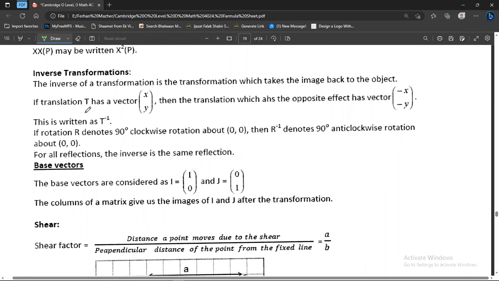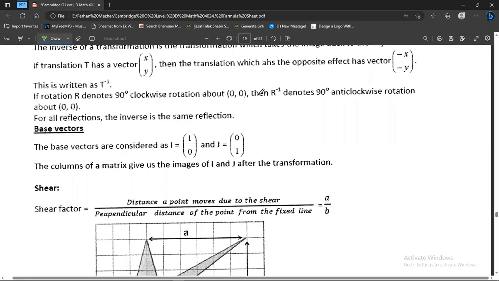If the translation T has a vector (x, y), then the translation which has the opposite effect has the vector (minus x, minus y). This is written as T raised to power minus 1. If the rotation R denotes a 90-degree clockwise rotation about (0, 0), then R inverse, R raised to power minus 1, denotes a 90-degree anti-clockwise rotation about (0, 0). For all reflections, the inverse is the same reflection. Okay, for a reflection, the inverse means the same thing.